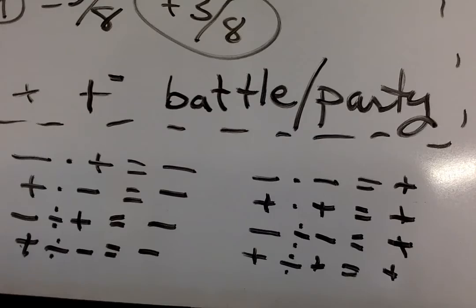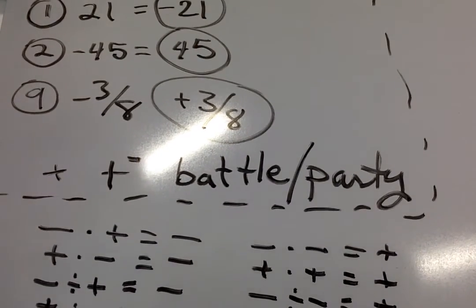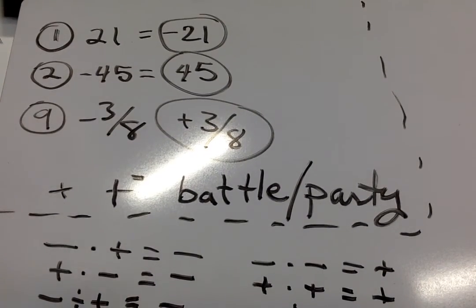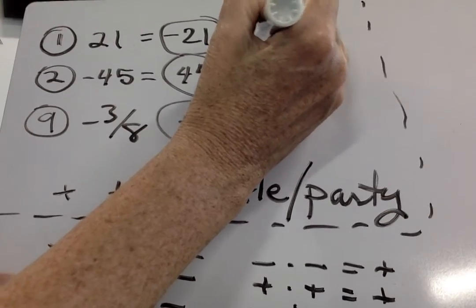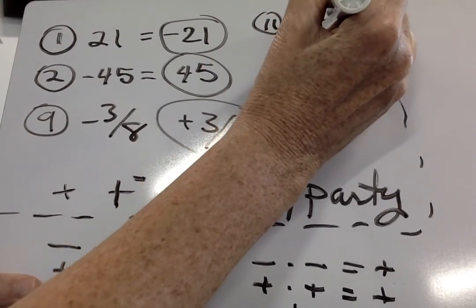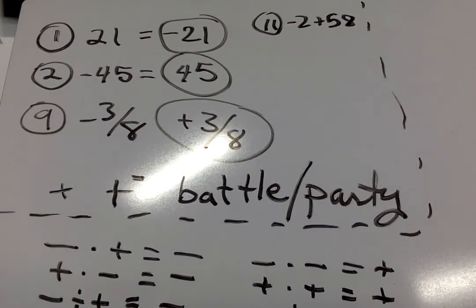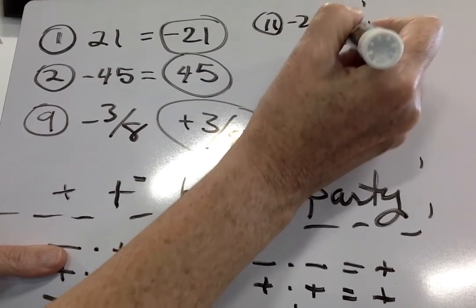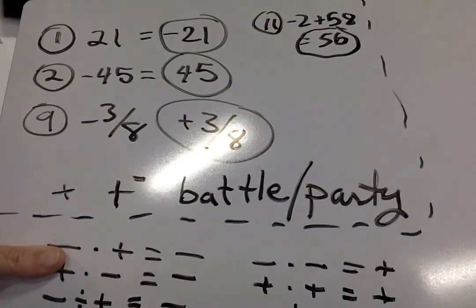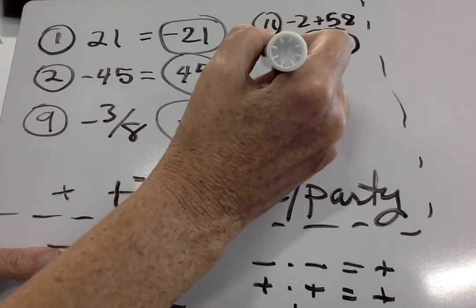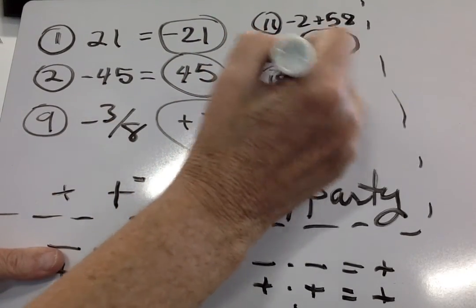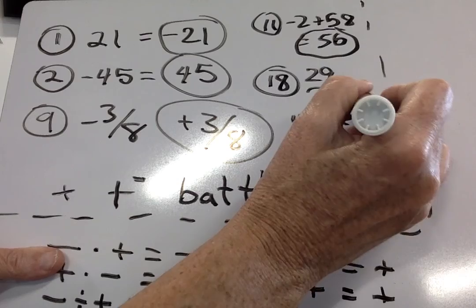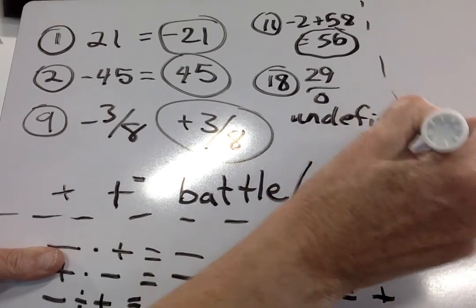So I can do a couple down below. Right over here, that's a battle, and we have to subtract. So it's 56. And you carry the sign of who had the most men, and 58 did. The other one, number 18, 29 divided by 0, that is actually undefined. You cannot divide by 0, so you just put undefined.